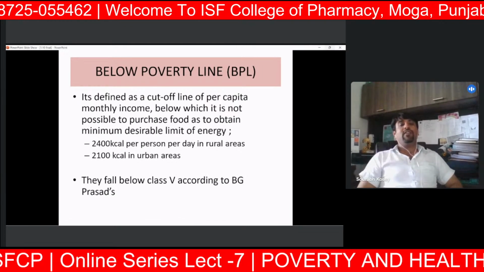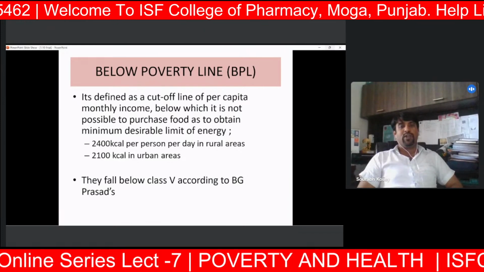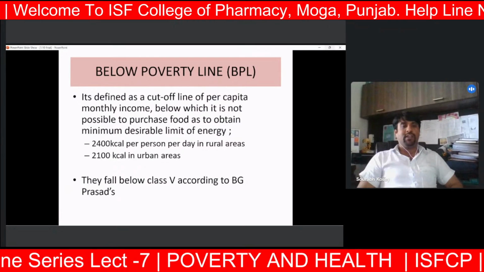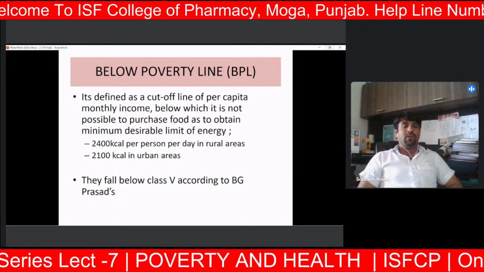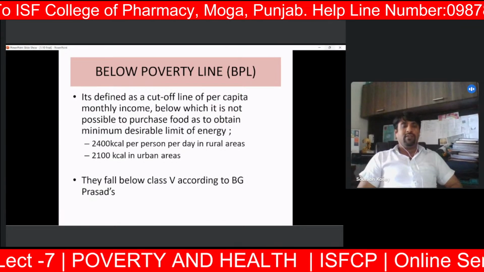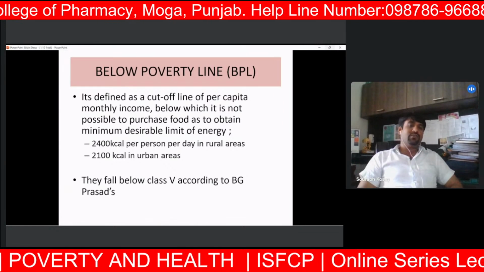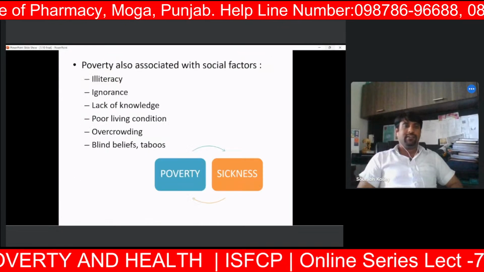It is defined as a cutoff line of per capita monthly income below which it is not possible to purchase food to obtain the minimum desirable limit of energy, which is 2400 kilocalories per person per day in rural areas and 2100 kilocalories in urban areas. So they fall below class 5 according to the B.G. Prasad committee.